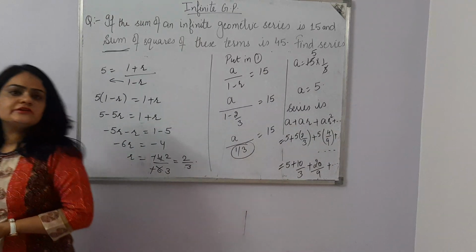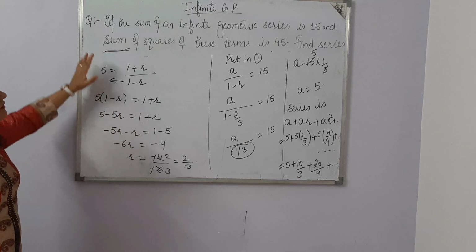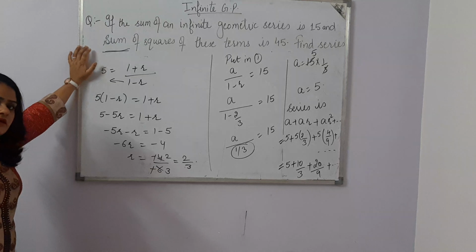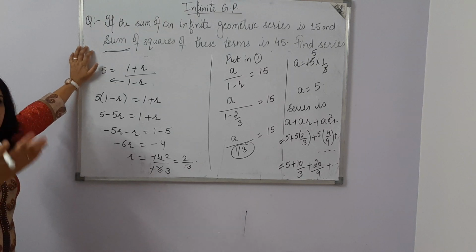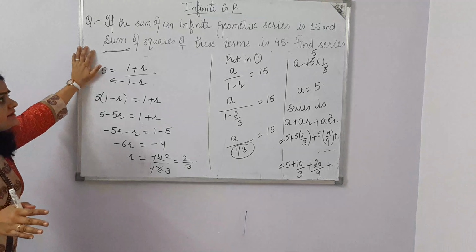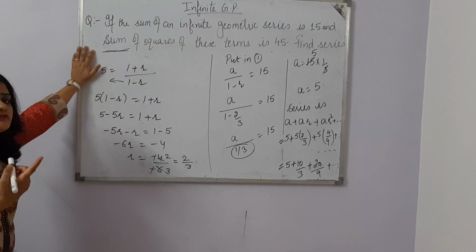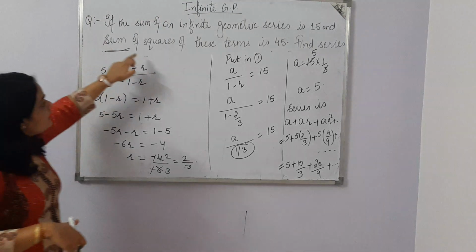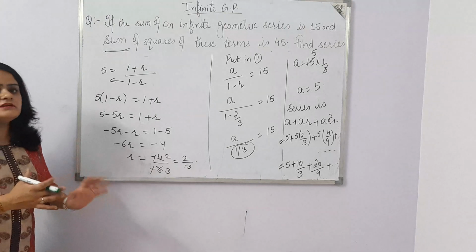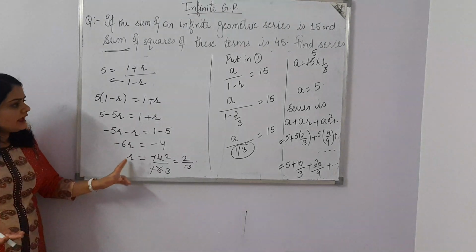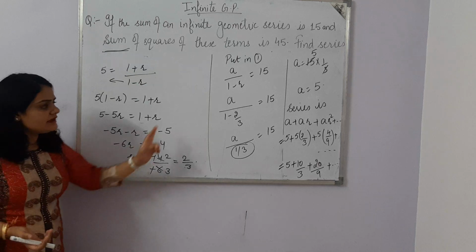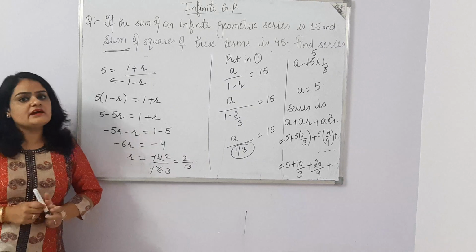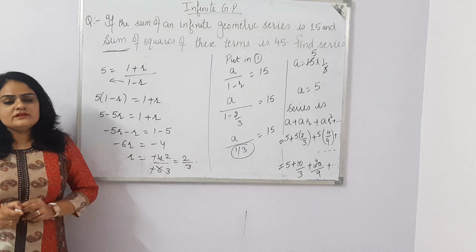Hope this question is clear to you. This is also an important question where the sum s was given, and what we did is we took the squaring of each and every term. After taking the squaring, we get the new series, and from the new series we find the sum, which is already given, which is 45. Then we compare the terms and get the values of a and r. After getting a and r, we get the series, because the series is a plus ar plus ar square, so on up to. Hope this question is clear to you.